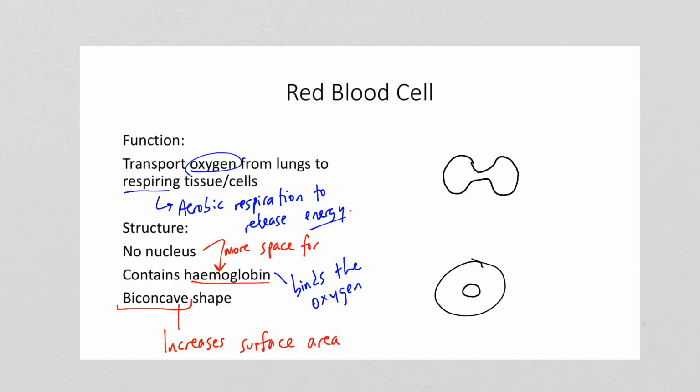So by having a biconcave shape, there's more of the red blood cell that can touch things to take in oxygen, but also to release the oxygen at the respiring tissues. So it increases the surface area to increase the rate of diffusion.